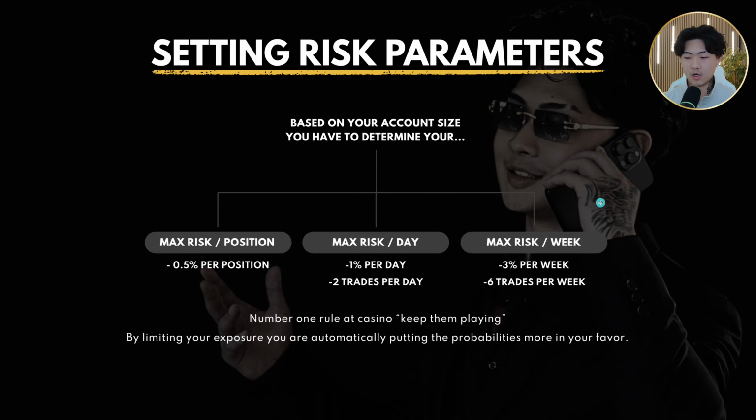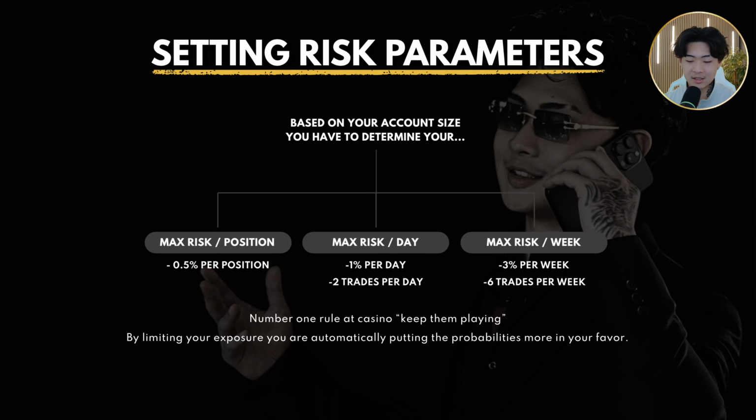The reason we want these parameters in place is so that we don't overextend past them. We don't let emotions and what's happening in the moment determine what we risk. We let our plan and our parameters determine what we risk. By limiting this exposure, you are automatically putting the probabilities more in your favor. The more exposure you have in the market, the more trades you take, the lower your odds become.